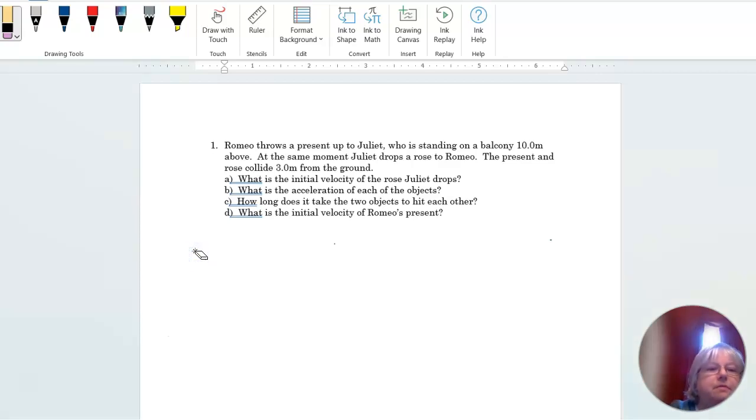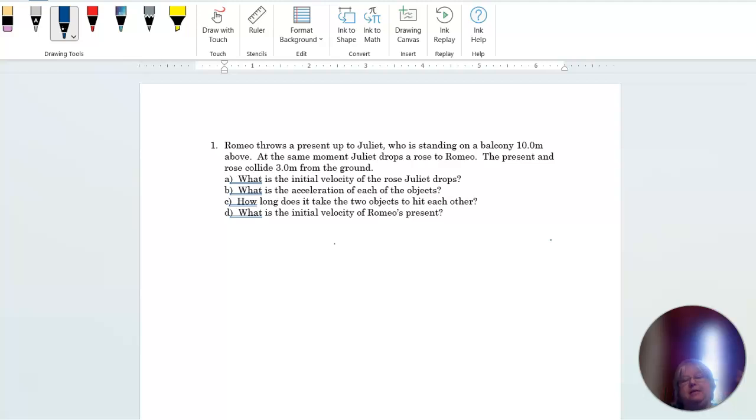Okay, here is problem 2 from our review sheet. Romeo throws a present up to Juliet, who is standing on a balcony 10 meters above. At the same moment, Juliet drops a rose to Romeo. The present and rose collide 10 meters from the ground.